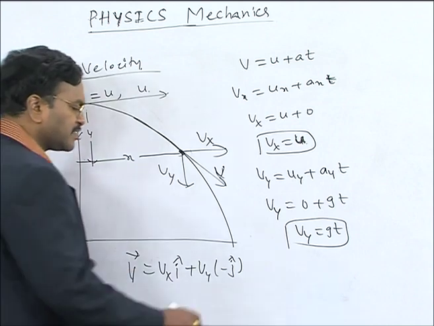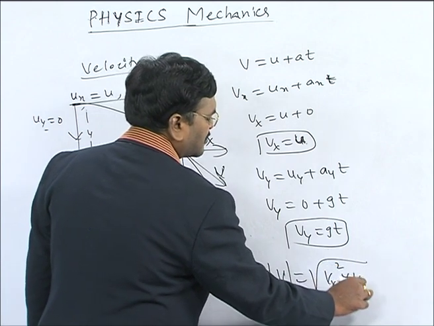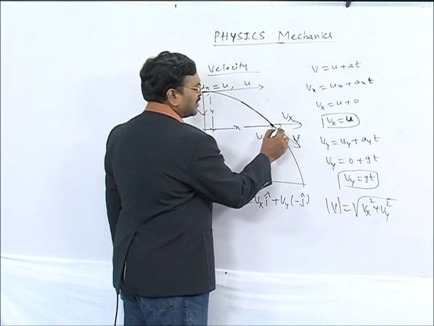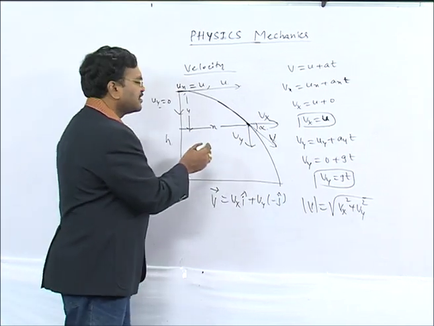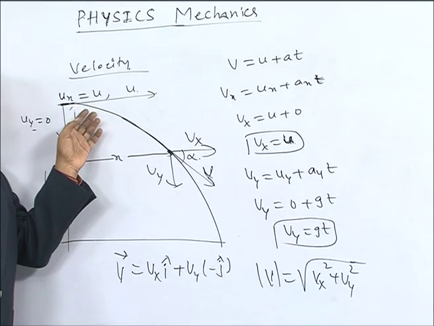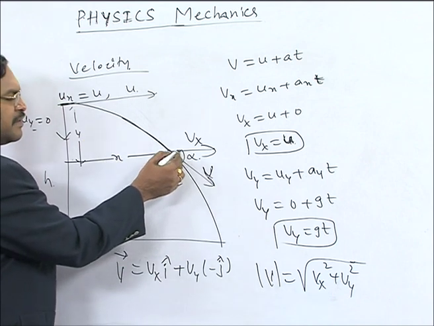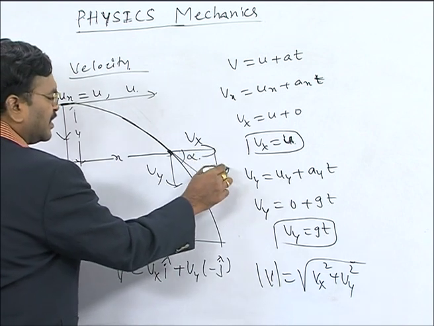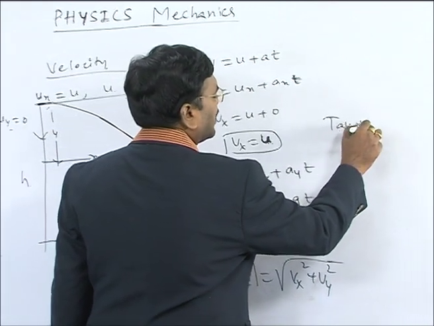What is the magnitude of velocity? The magnitude of velocity is equal to under root of Vx square plus Vy square. Now suppose the velocity makes an angle alpha with the horizontal after time t seconds. Initially the body is projected horizontally, so the angle of projection is 0. But after time t seconds, the velocity of the projectile makes an angle alpha with the horizontal. Now tan alpha is equal to Vy by Vx.